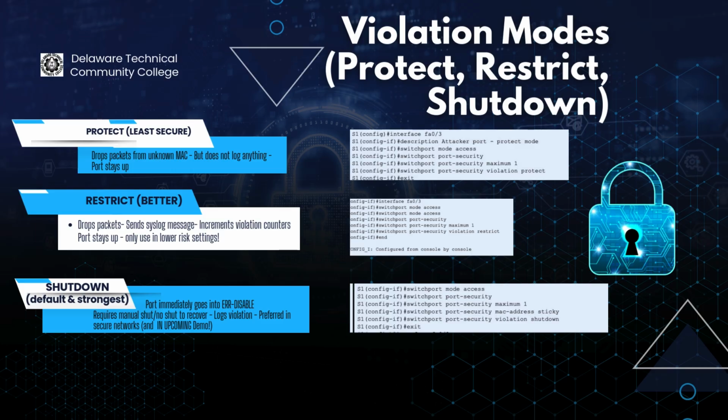So the violation modes, which I'm going to show in my demonstration, are protect, restrict, and shutdown. When a violation occurs, port security can respond in 3 different ways. Protect silently drops traffic from the unauthorized MAC without logging anything. Restrict is similar, but logs the violation and increments counters, which is helpful for auditing. Shutdown is the strongest. It immediately disables the port and places it into an error-disabled state until an administrator manually resets it. I'll demonstrate shutdown mode later when we simulate a MAC flooding attack.